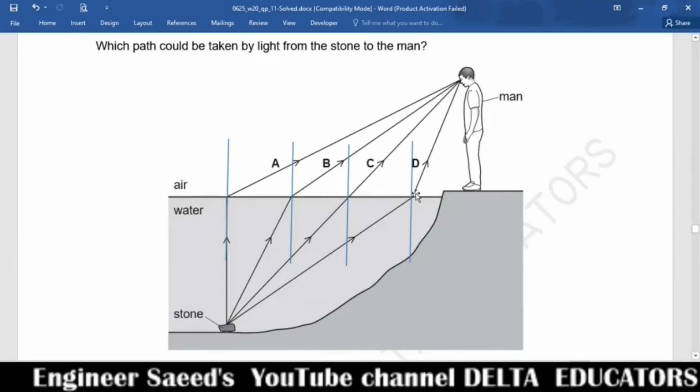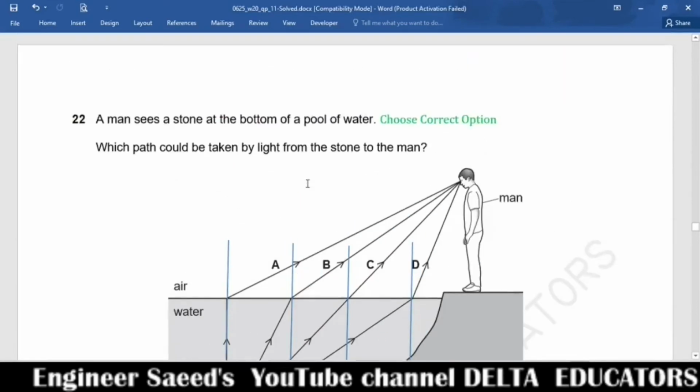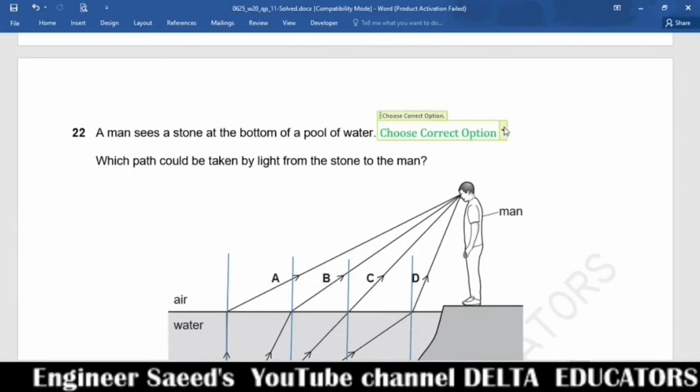Okay, now we check option D. In option D we are looking, this ray is deflected towards the normal. It will not deflect towards the normal, it will deflect away from the normal. So D is also not the possible option. Only possible option is option B, where the ray is deflected away from the normal. So the correct option will be option B.